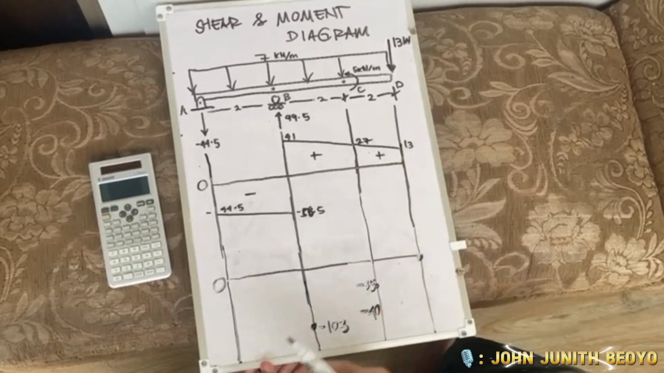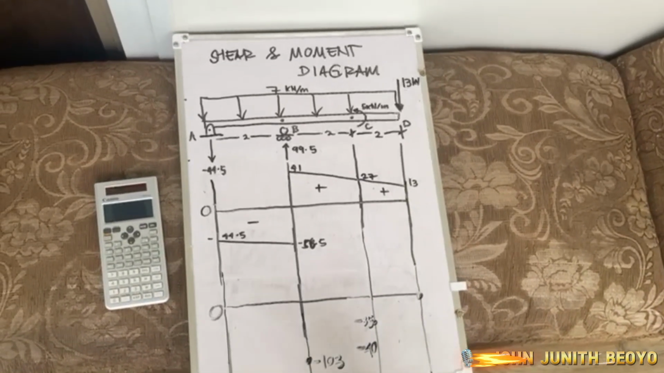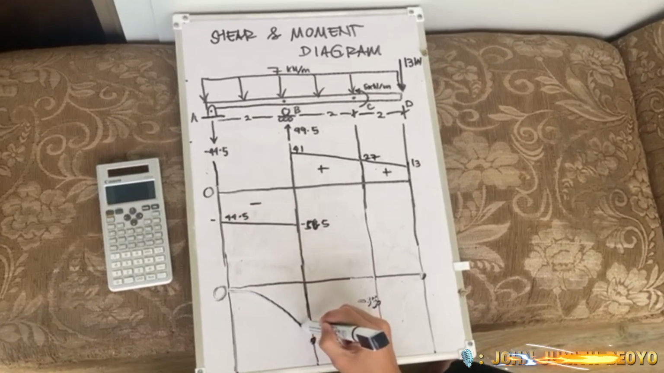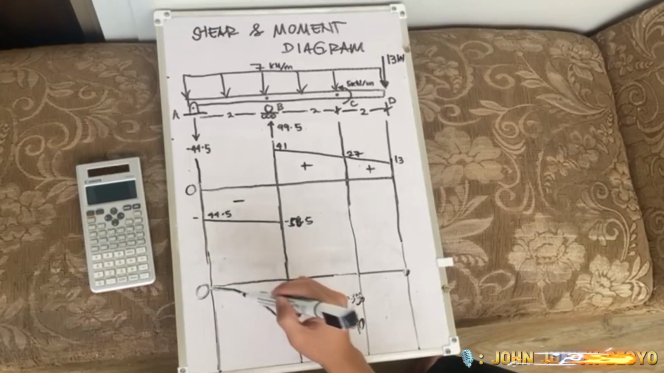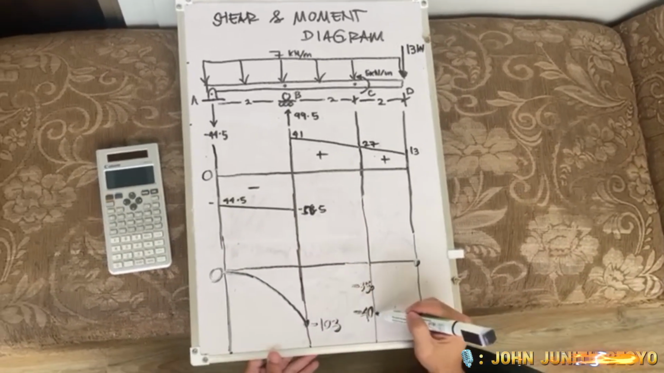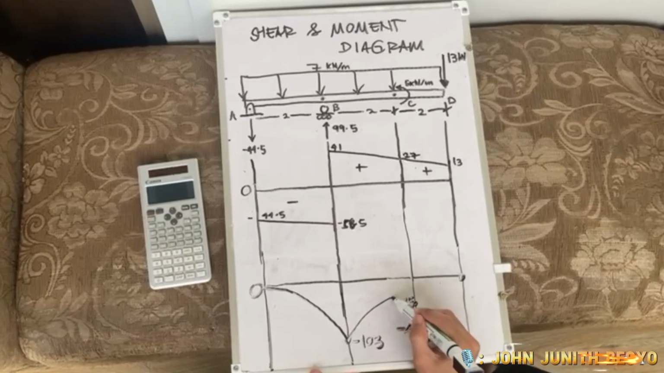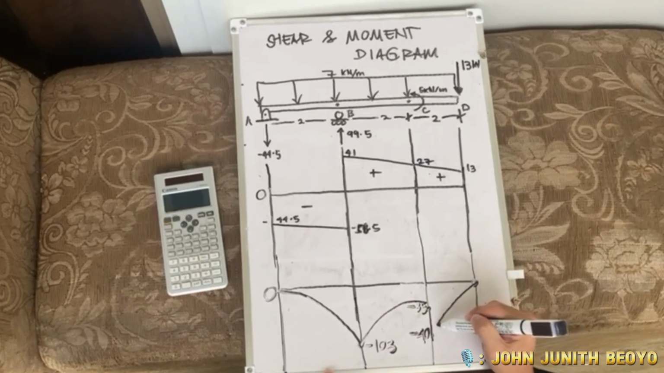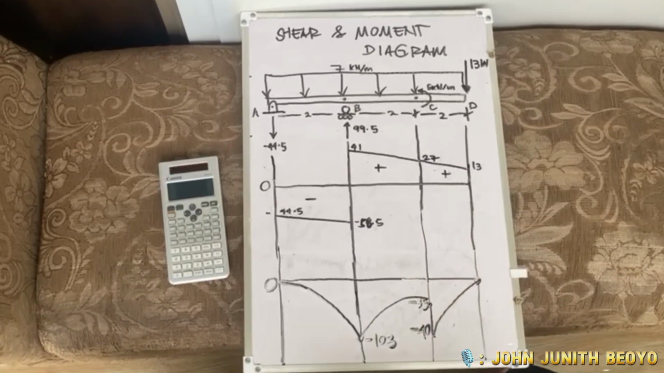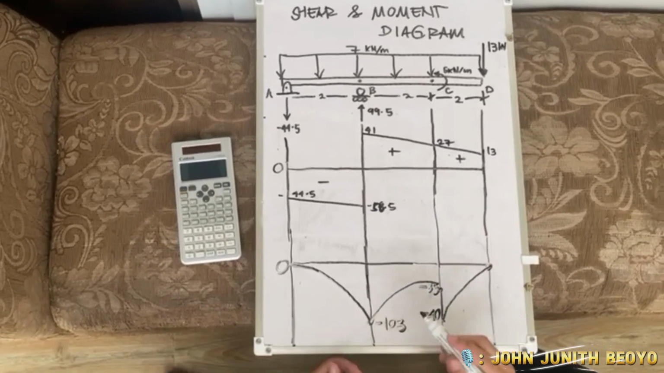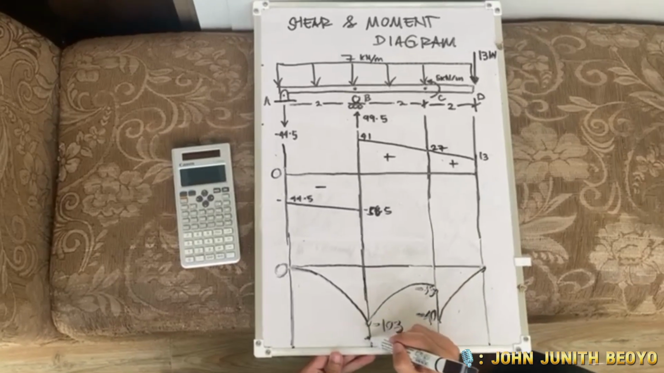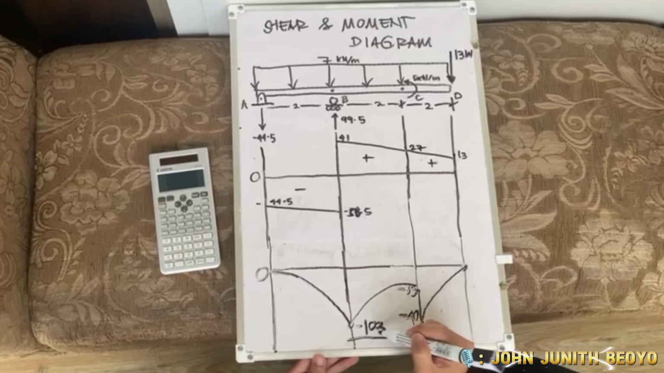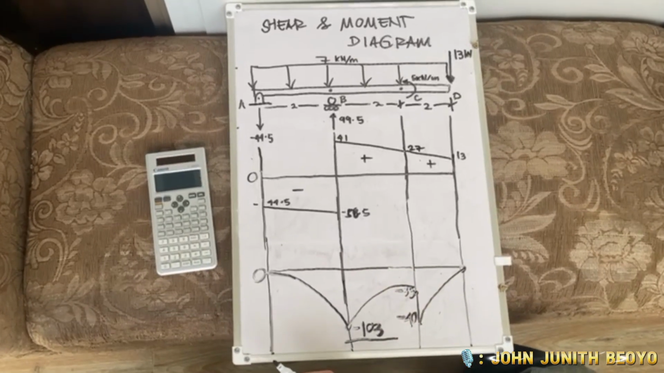And that is our moment diagram. From it we determine our maximum moment, which we will use later to solve for our maximum bending stress.